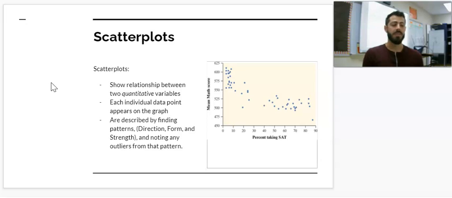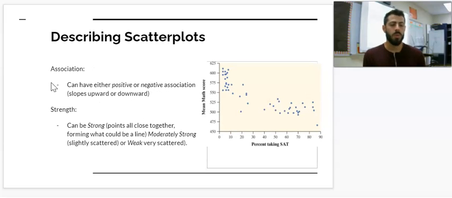And they're described by finding patterns. We look for things like the direction, the form, and the strength. And again, if we see any outliers, just like in Unit 1, we have to make note of any outliers. When we're describing scatter plots, we look for a few things. One of the first ones is we look for an association, right? They can have either a positive or a negative association. If it slopes downwards, if as we go from left to right, the scatter plot is going down, then we say that is a negative association. If the scatter plot is increasing as we go from left to right, if it drifts up, then we say that is a positive association.